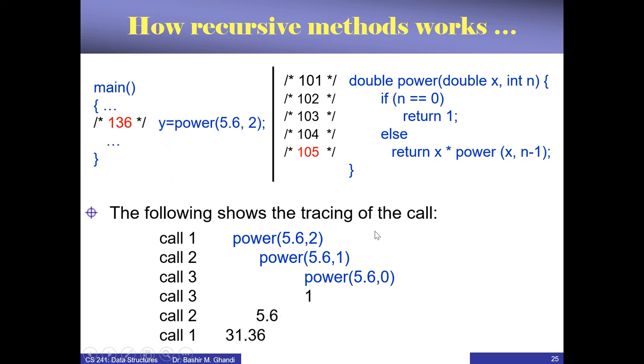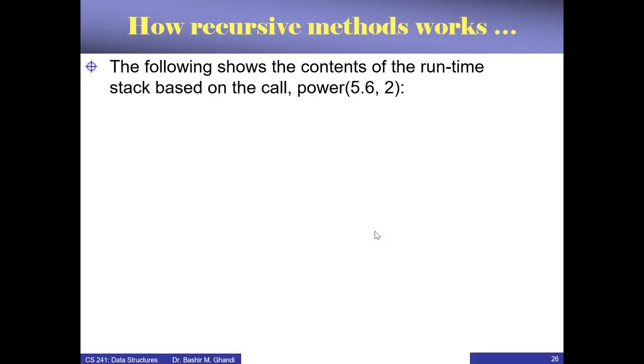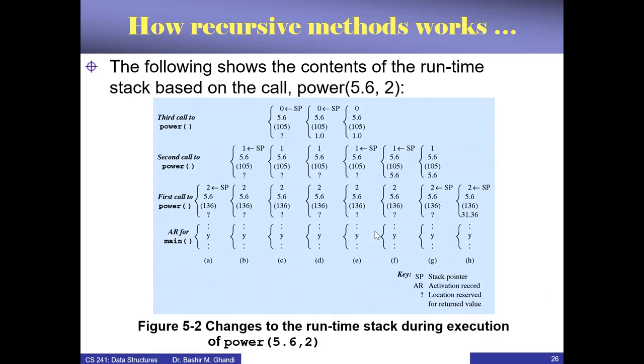So this is basically how the recursion will work. In terms of activation record, this diagram shows you what actually happens. Okay, so the first call, as you can see, once we start the program, there will be an activation record for the main. It will contain at least the local variable y there. Okay, so we call power with 2 and 5.6.